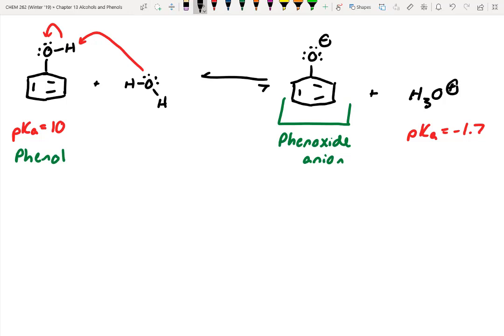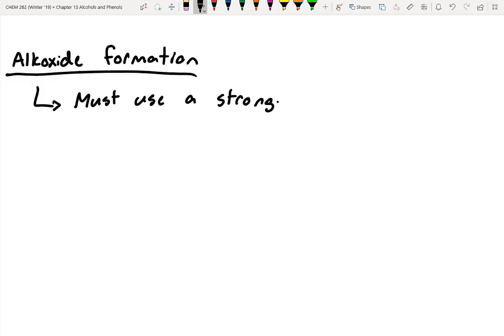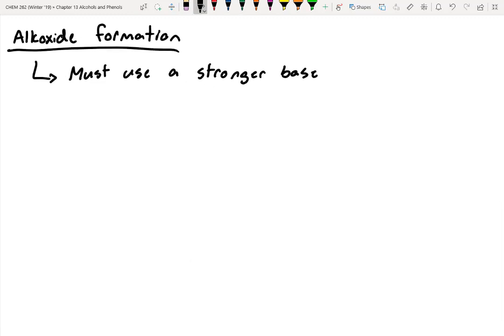So let's talk about alkoxide ion formation. All right, so we must use a stronger base. There's a few different ways we could do this. One is, let's say we're working with something like ethanol, treat it with a super duper strong base. So maybe we'll use sodium hydride.